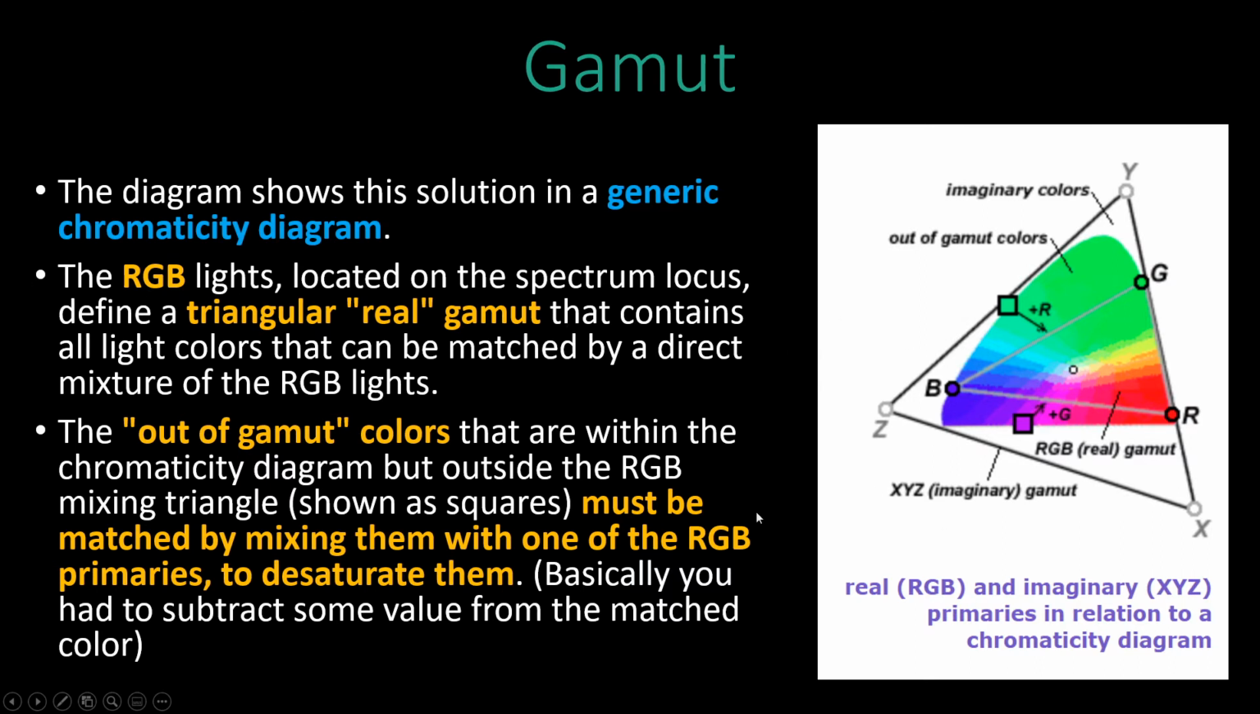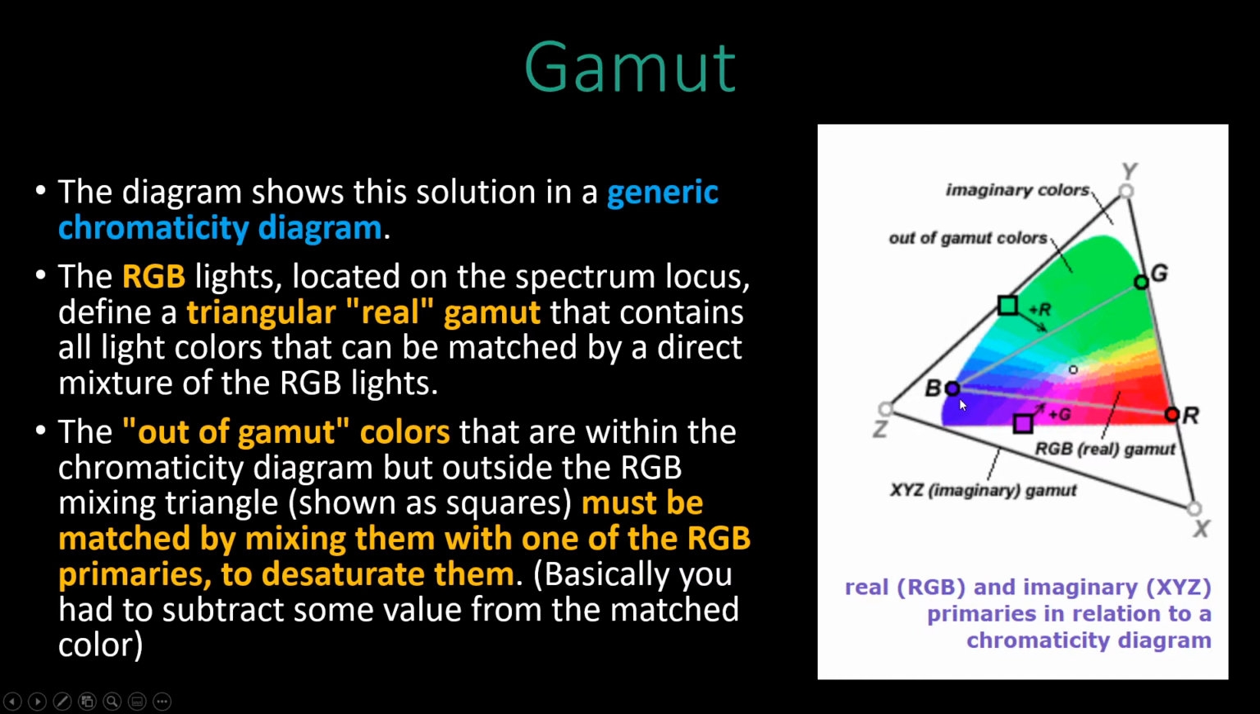So on this graph, we can see the RGB gamut, and all the colors inside it are the real colors that we can mix. The out of gamut colors, the things that fall outside here, are something where we had to mix colors into the matched color in order to get those.